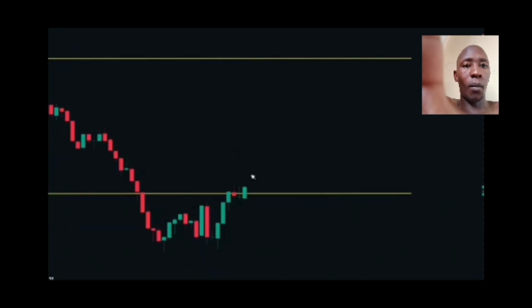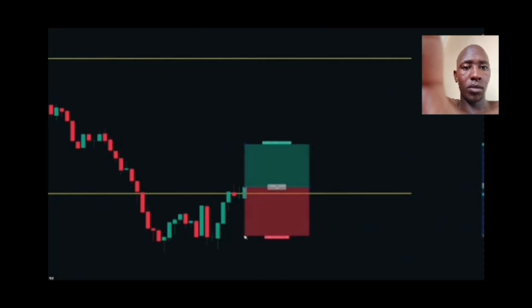Here's a scenario you'll encounter often. Price makes a massive drop below our range, way beyond the low. If we placed our stop loss at the extreme low here, it would be huge, maybe 50 or 60 pips. Oh, that's too much risk.